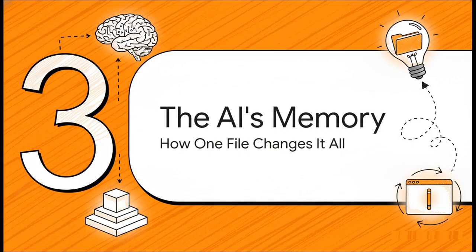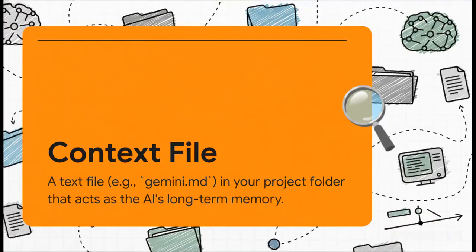Let's get into it. It all starts with giving the AI a perfect memory. And believe it or not, the secret is just one single file. At the very heart of this method is something called a context file. And it's exactly what it sounds like. Just a simple text file. That's it. That lives right there with your other project files and basically acts as the AI's long-term brain.